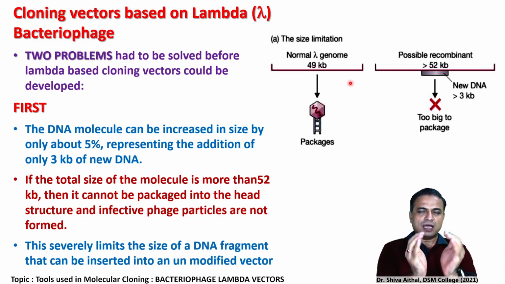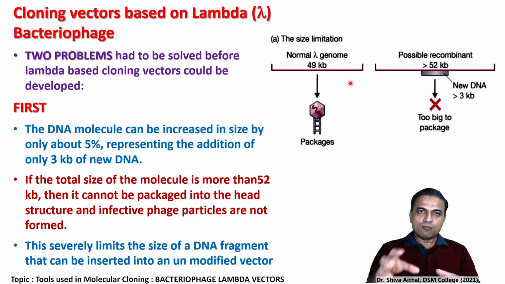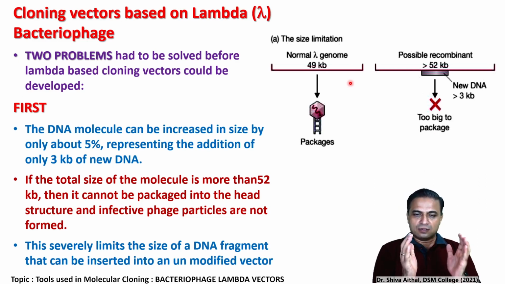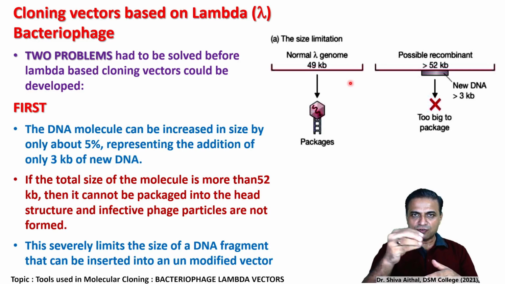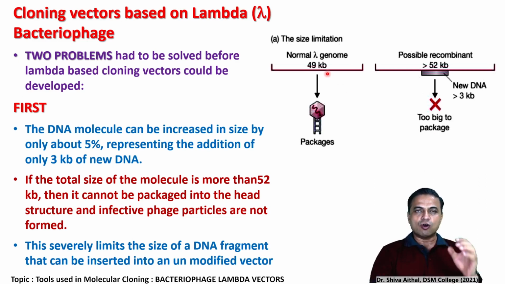Means if you have a 1 liter glass jar or a beaker, you cannot even think of pouring 1 liter and 10 ml inside it. Why? Because its capacity is 1 liter and the complete filling up to the brim is 1 liter. Even if you add 1 ml, it will spill. Just like that, it's called a head full of packing. Head full of packing allows 49 kilobases of DNA to be packed inside a phage head.